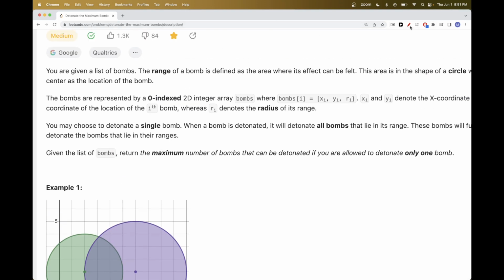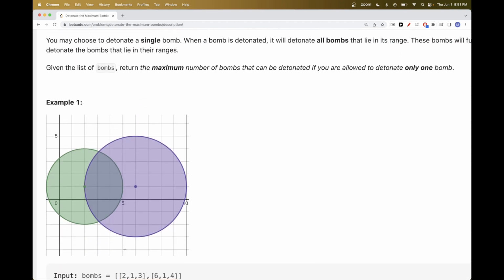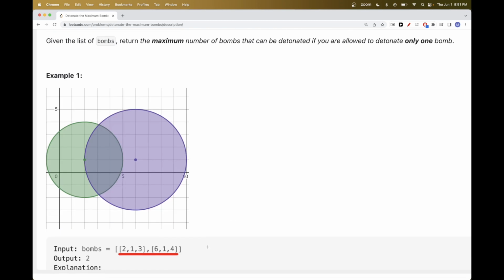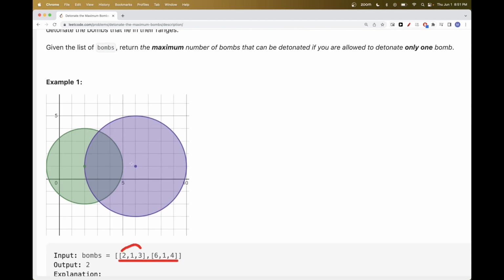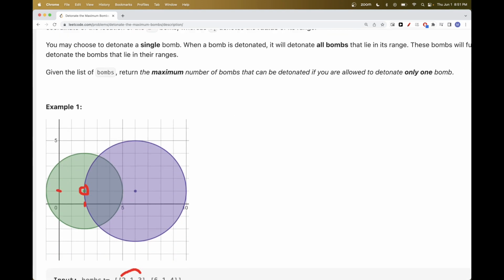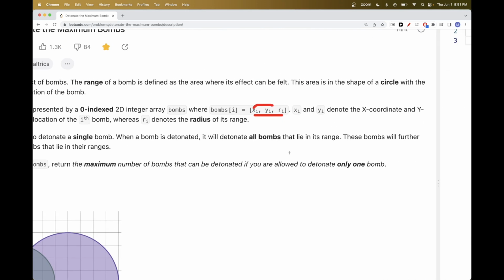And then the list of bombs is represented as a list like this, with the coordinates being x, y, r, where x and y are the center. So here 2, 1 is the center for this one, right? X is 2 and y is 1. And then the radius is r. So for example, this one, the radius is 3. So you see here we have 3. Okay, so that's the idea.